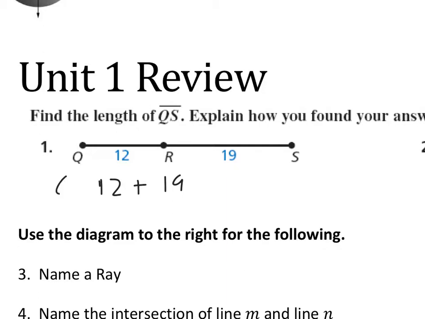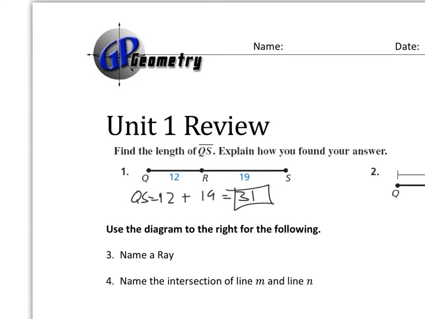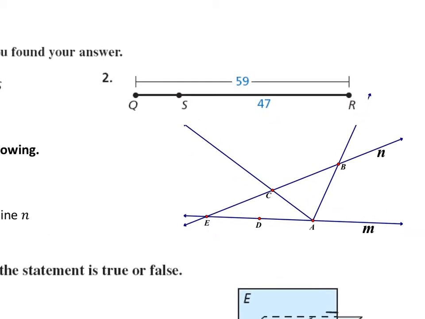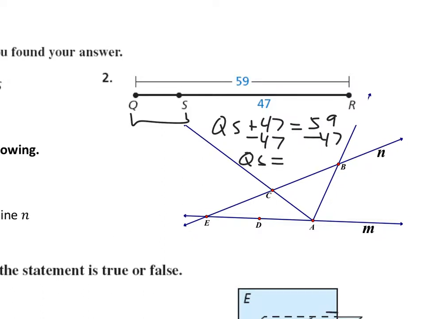So we know that QS is the distance from Q to S, and that's what we're asked to find. That's going to be 31. Next, we have two parts. Again, we've got QS, which is the part we don't know, so QS and the 47. QS, whatever that is, plus 47 has to equal the whole, 59. Now we've got a simple equation. Just subtract 47, and we know that QS is 12.